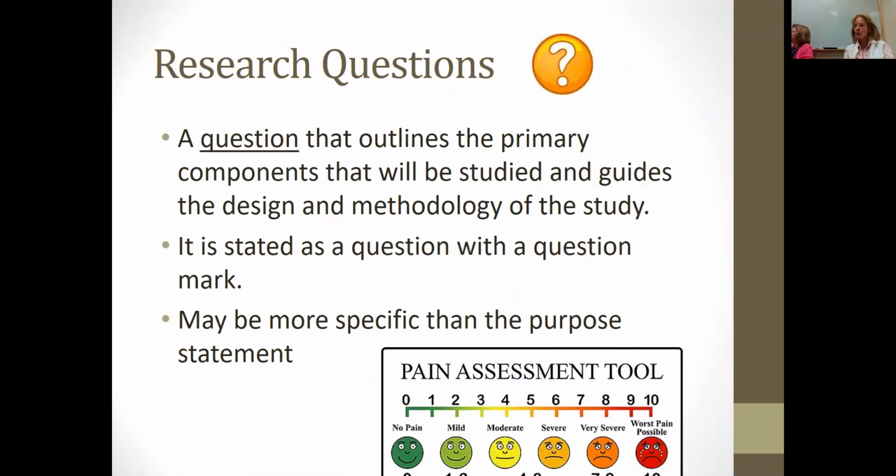So your research question really should outline the primary components that are going to be studied, and it guides your design. So it should tell us the method, the measures, the topic of interest. It should all be clear in there. And sometimes it helps to think about those in that PICO format. So who's my patient population? What's the intervention? What am I comparing it to, and what are my outcomes? Sometimes you have more outcomes, and sometimes it's a little more complicated than that, but think about it in those terms.